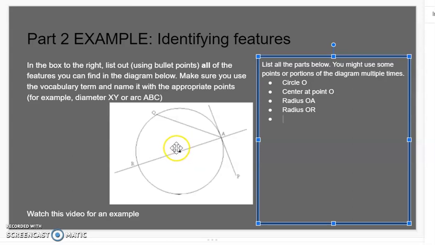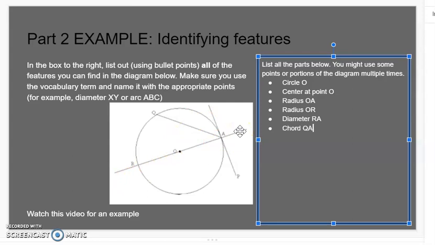So next, let's think about maybe a diameter. And I see there's a diameter RA. And I could say diameter AR, but they are the same thing because we know that those letters can be switched around. So they are not different features, so I'm not going to say it again. It's literally the exact same segment with the same endpoints.